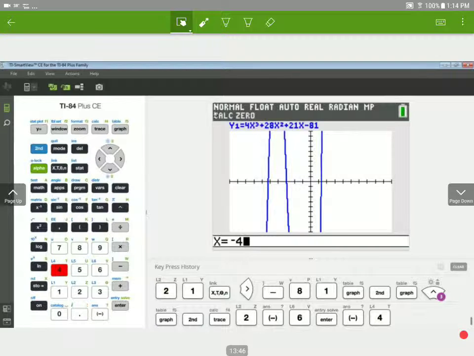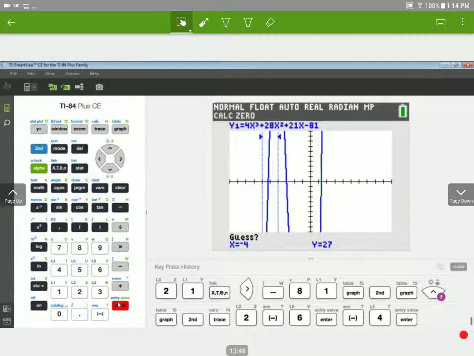All right, here we go. So negative 4, enter. So we got it down. There's only one between them. It says guess, don't know why. So negative 5.3 and then 1e negative 11.